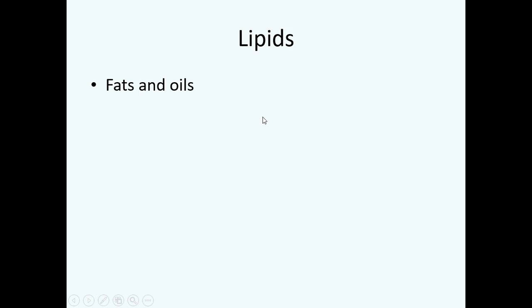Fats and oils are examples of other types of lipids. Fats and oils are made up of different types of mixtures of lipids. They contain monoacyl, diacyl, and triacyl glycerols, with different types of fatty acids present in them. We are going to look at those different types of fatty acids in the coming lecture.